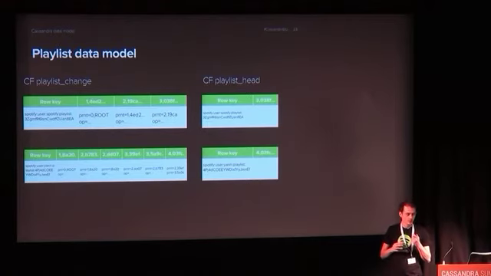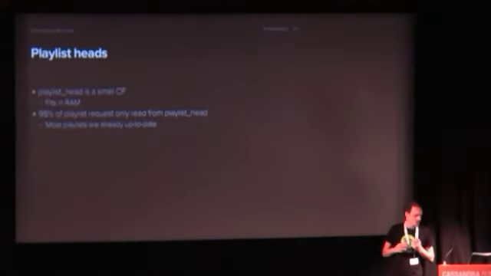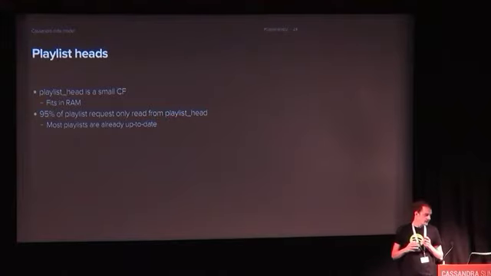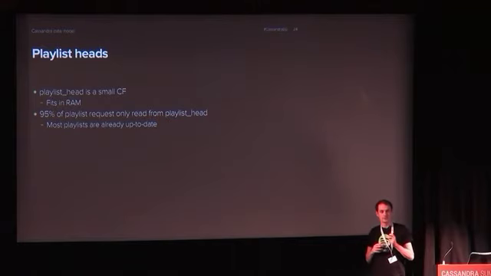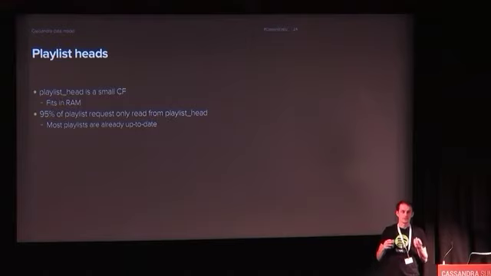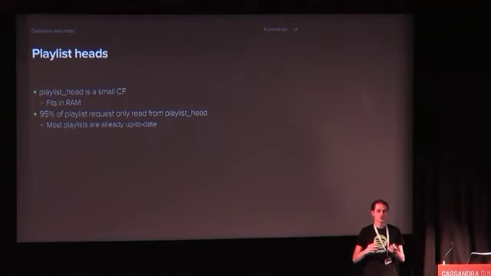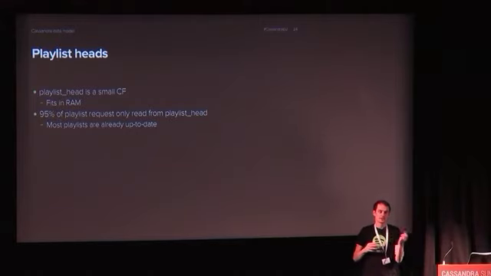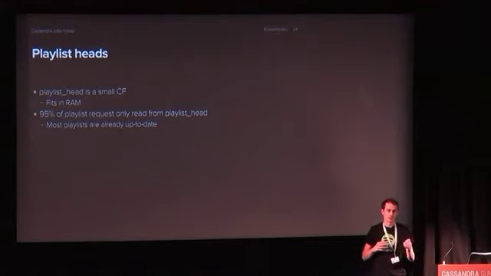So we need 2 tables, 2 column families. Playlist head is a really small column family. It fits entirely in RAM. It turns out that 95% of all the requests only need to read from this table, which is in RAM, which is awesome. And the reason is quite simple: when you log in to the Spotify client, you have a lot of playlists. Most of these playlists haven't changed since the last time you logged in. We just send to the server, I have this playlist that is at this revision, and the server checks playlist head and says, yep, that is indeed the latest revision. No need to do anything more.